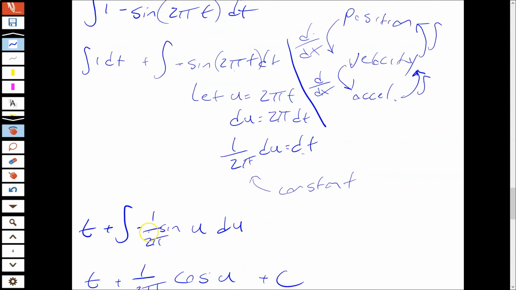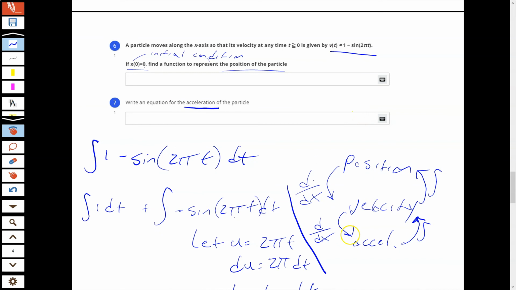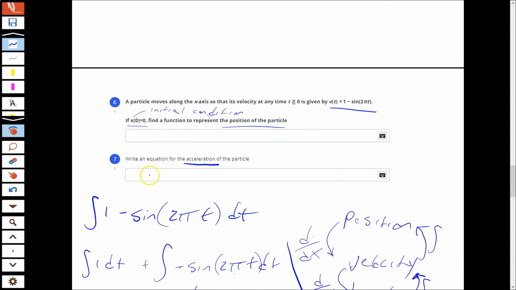Number 7, thankfully, mercifully, is a lot shorter. The acceleration of the particle. Well, we have velocity. Acceleration is just the derivative here. So this is just actually a derivatives question. So the derivative of 1 is 0. We have a minus. The derivative of sine is cosine 2 pi t. And then chain rule, right? So times 2 pi. So that's a of t. Much easier than integrating in this case.